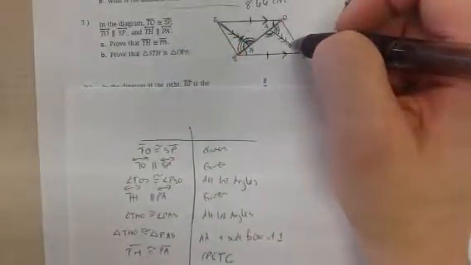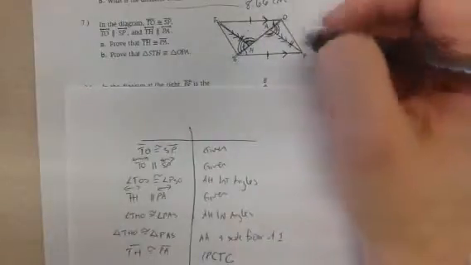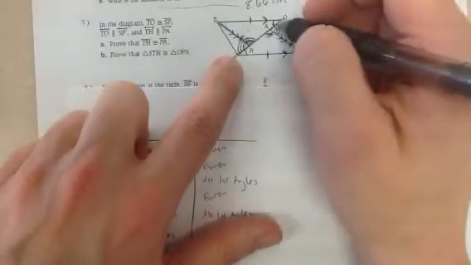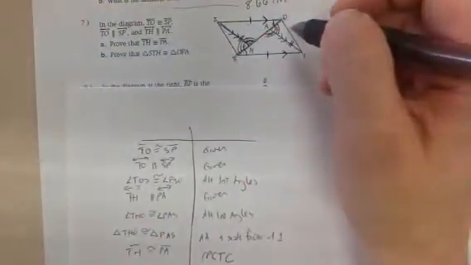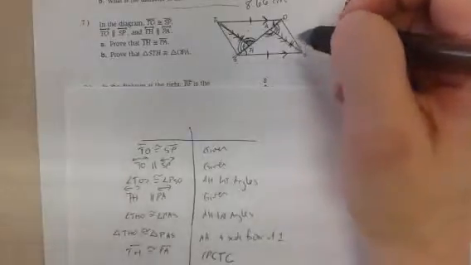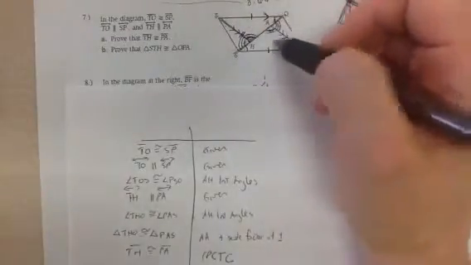Now the question is, can we get side, angle, side? Can we get another angle in here somewhere? Do we know for sure what that angle is? Or can we get side, side, side? That's what we need to look for here to finish this proof.